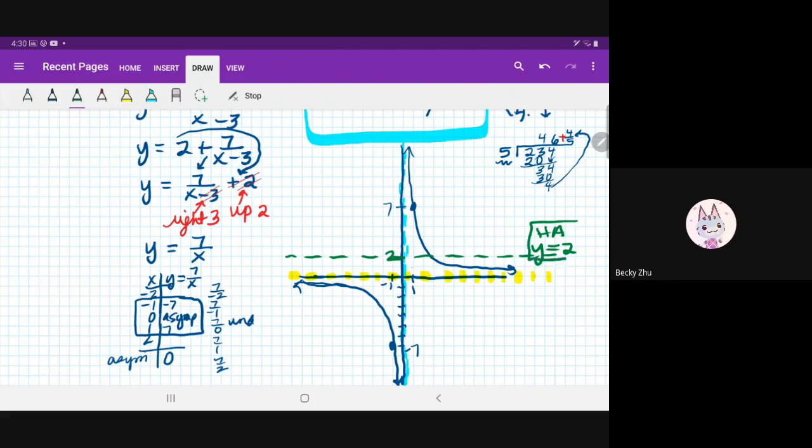Since I have to label it, I might want to label it right when I do it. And the blue asymptote has to be moved right 3 and up 2. So when I move it up 2, nothing happens to the blue. But when I move it right 3, it comes over here to 3 and makes my new asymptote, which kind of looks like a new XY axis.